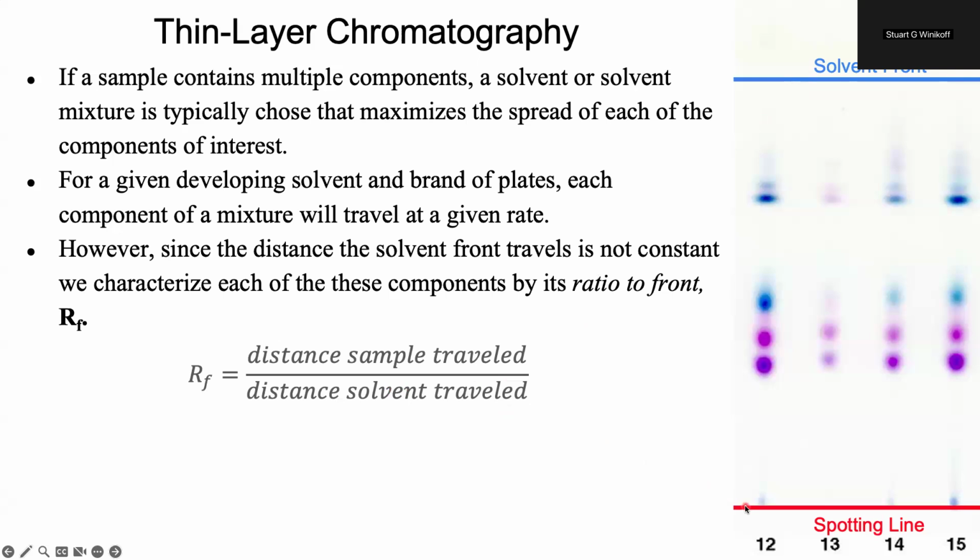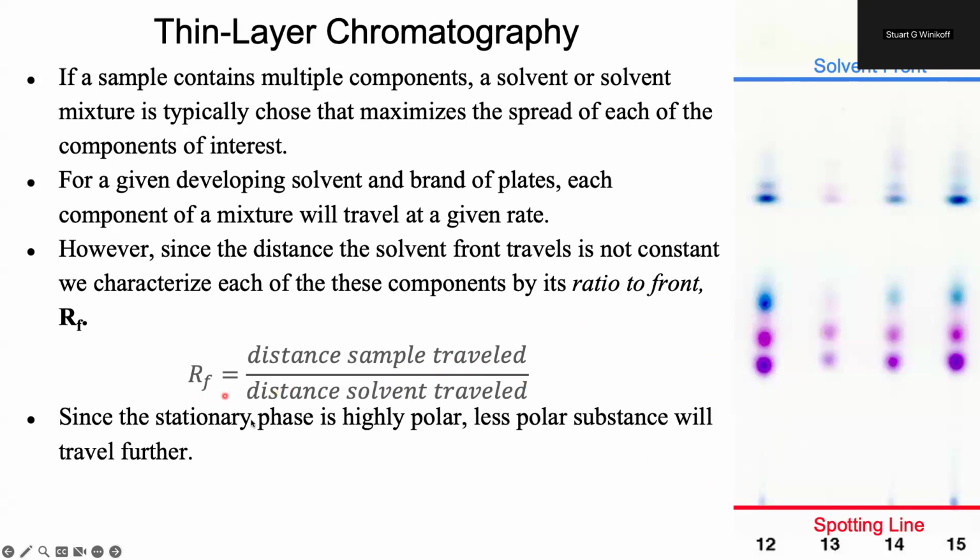Then you'd measure to the center of the spot we care about. And that would be the distance that specific sample or substance traveled. And that ratio is more colloquially known as the RF factor.